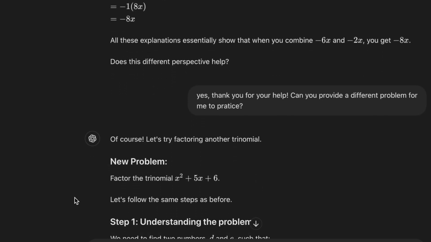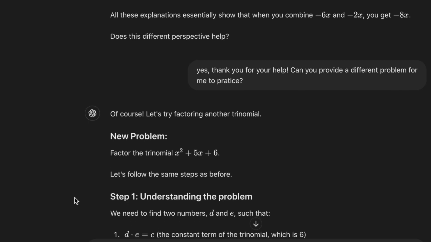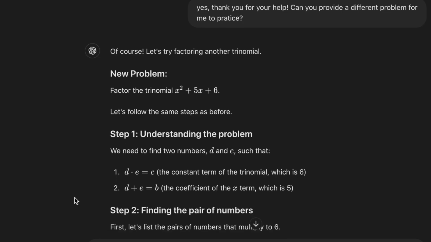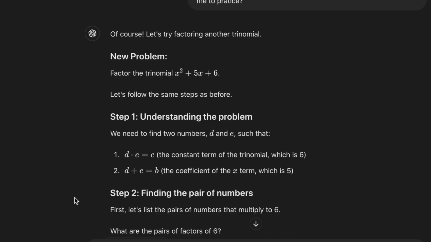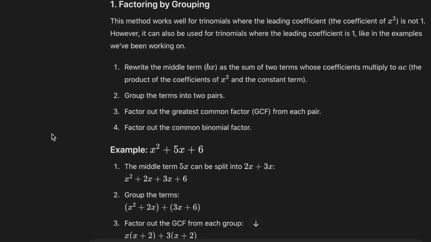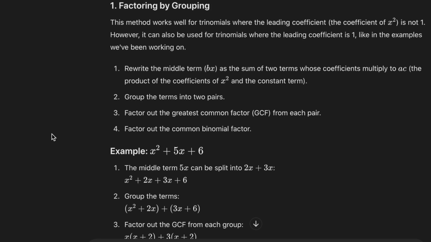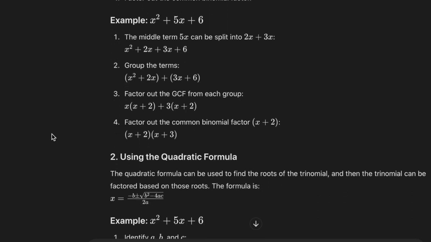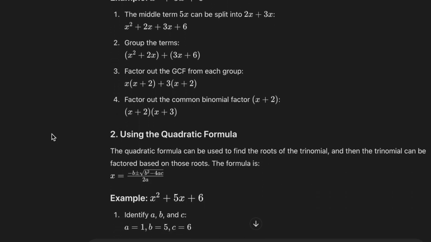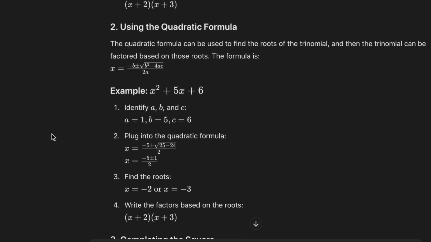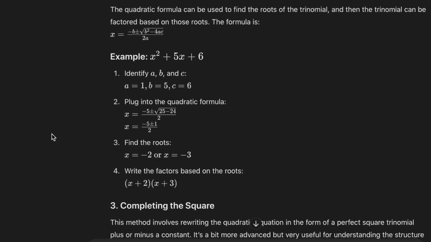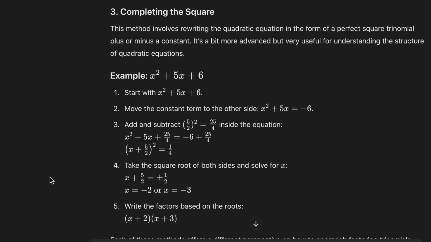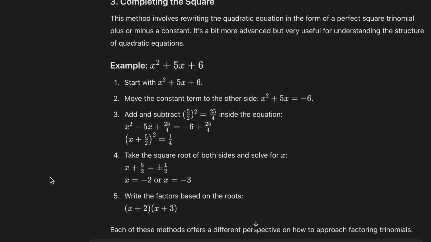And at the end, I wanted to practice these concepts, and I asked ChatGPT to provide another example for me to practice. Out of curiosity, I asked about different factoring methods that can be applied to trinomials. Three methods were provided: grouping, the quadratic formula, and completing the square. Each method was explained with its underlying concept and step-by-step instructions. Using the example x squared plus 5x plus 6, each method was illustrated with detailed explanations of the steps involved.